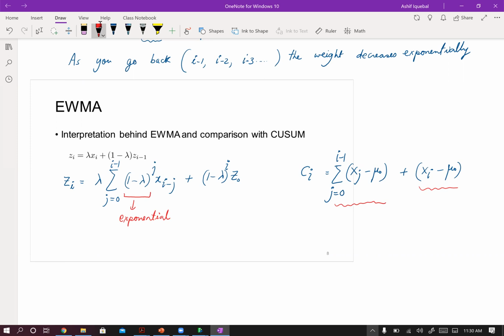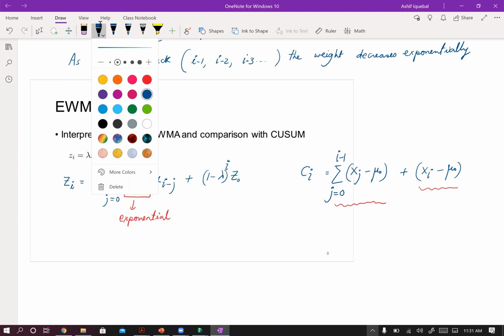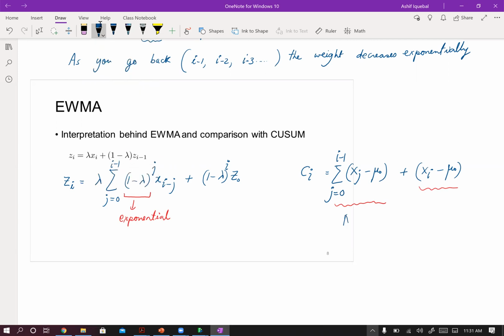Now, if you look at the past terms, the memory, there is no weight, right? There's no weight attached to xj minus mu naught. So that's the major difference between CUSUM and EWMA. There's no weighting done here. There's no weightage to previous terms, right? And in EWMA, we have an exponential weightage to the previous terms. Does it make sense?